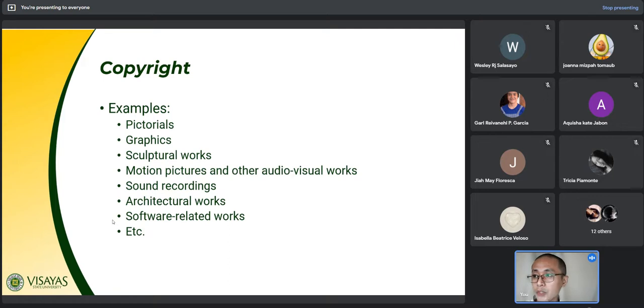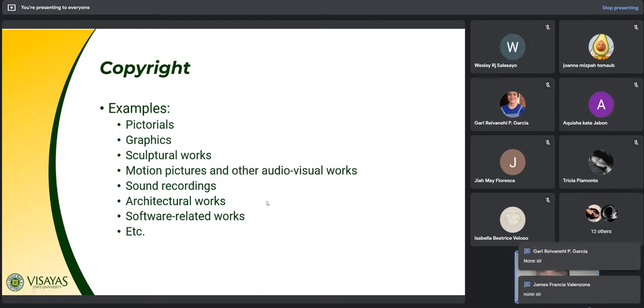Other questions so far or clarifications about the scope of copyright? Other questions on the scope of copyright? Class, other questions so far? Okay, so I do hope I have given you an idea where copyright is applied.